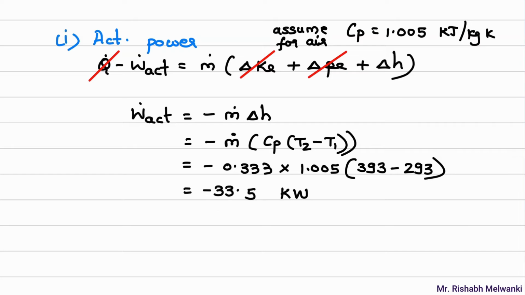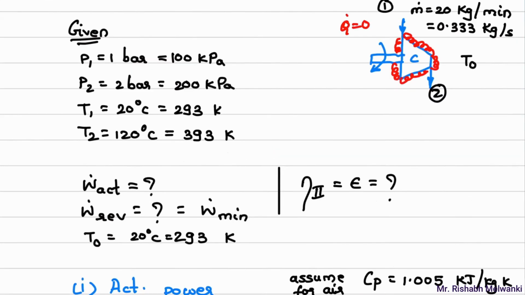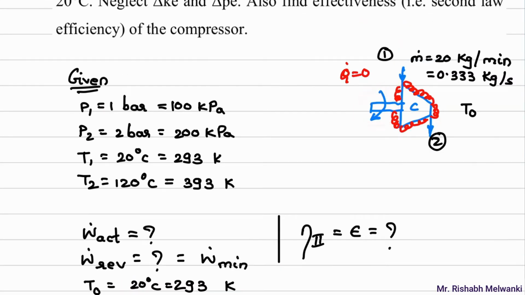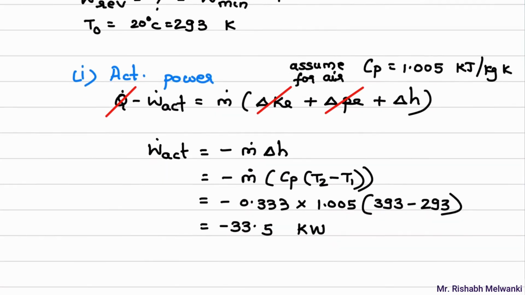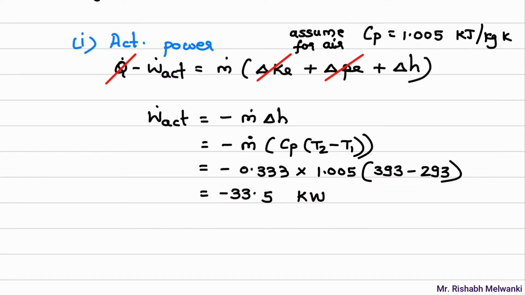Now you can understand that I am getting a negative sign. What does the negative sign mean? Power is consumed by the compressor. That is why I am getting this W dot actual as negative. So I will write down, this is answer number 1. This was the first question asked.